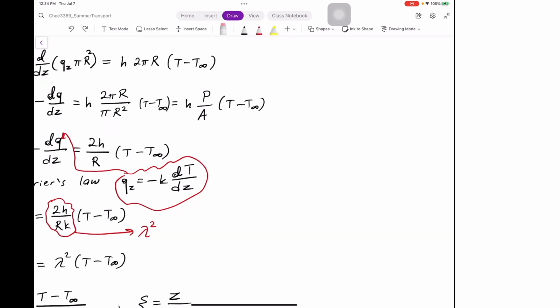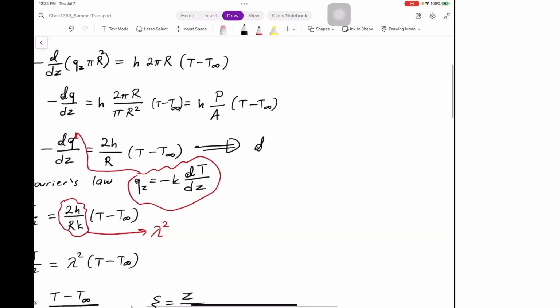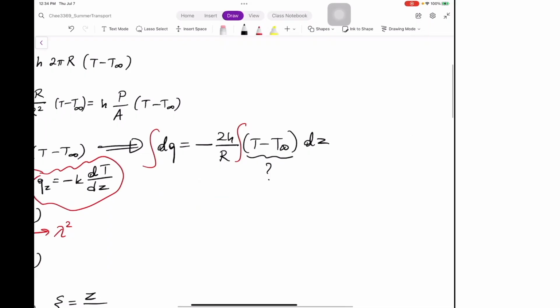So let me show you. Imagine that you're actually following this procedure. dq is equal to negative 2h over r, T minus T infinity, dz, correct? And you take the integral of both sides, Domingos, right? The problem is you don't know what this is. You don't know how it changes with z. So you're not going to be able to find this integral. That's the problem. Okay?